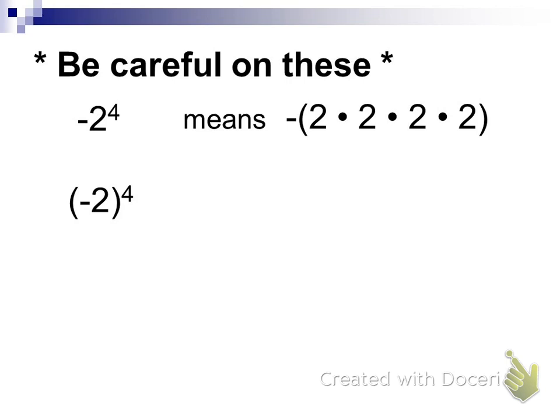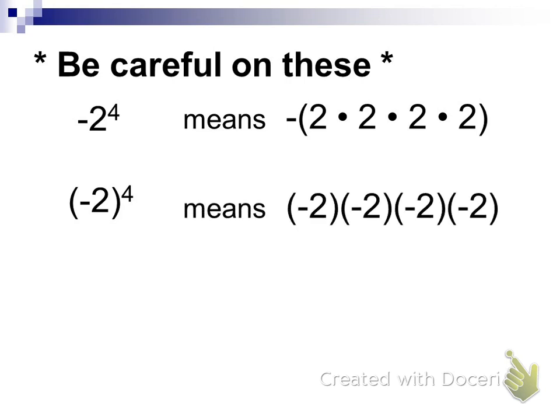That is different than when you have parentheses, because when you have parentheses, the negative is also being taken to the fourth power. So you have negative times negative times negative times negative. Do you guys see the difference?